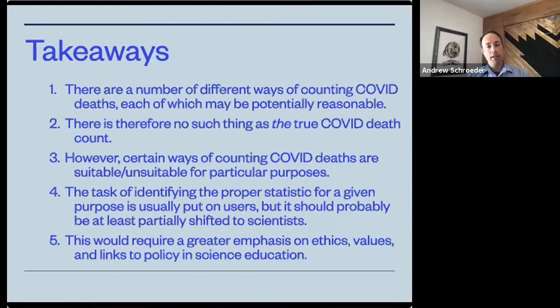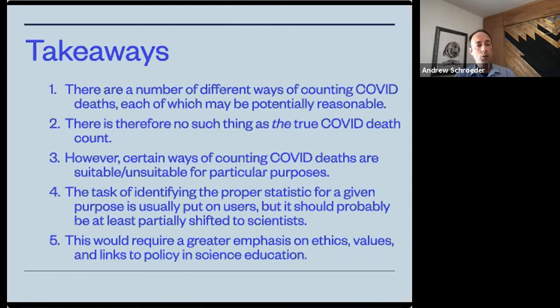Certain ways of counting COVID deaths are suitable or unsuitable for particular purposes or goals. So, fourth point, how can people tell whether a particular statistic, or a particular version of a statistic, like the COVID death count, is a good one for their particular purposes or goals?